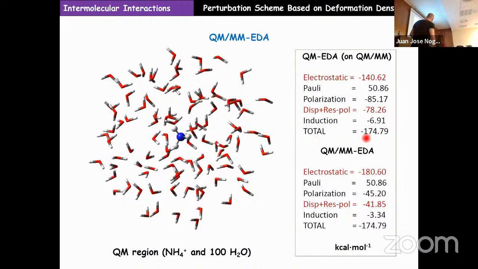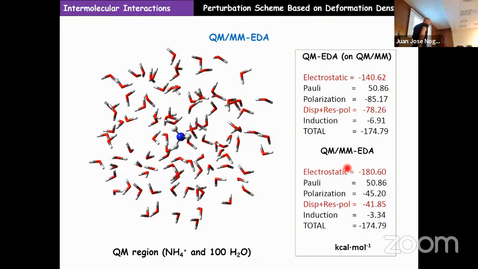Well, the total interaction energy is the same. Of course it's the same, because in the supermolecular approach, for the interaction energy I take the energy of the complex minus the energy of the isolated fragments, and the previous calculations performed to obtain these results are exactly the same. So the total is the same, but the partition is wrong in the first case. You can see the electrostatic energy is minus 140.6.